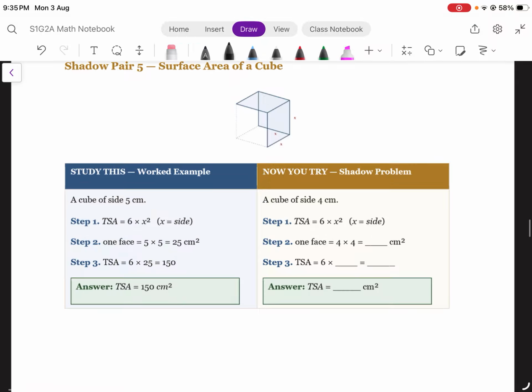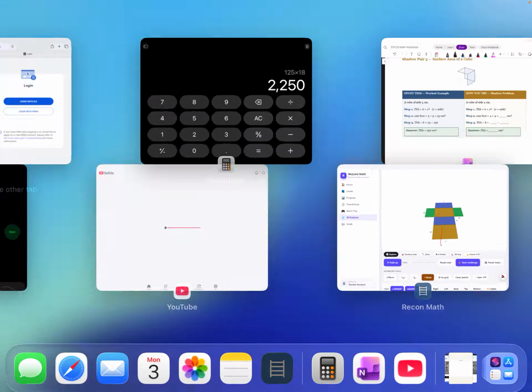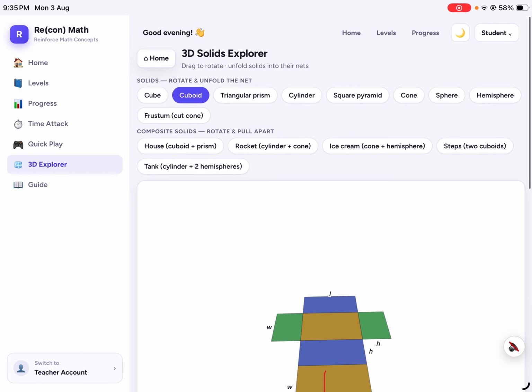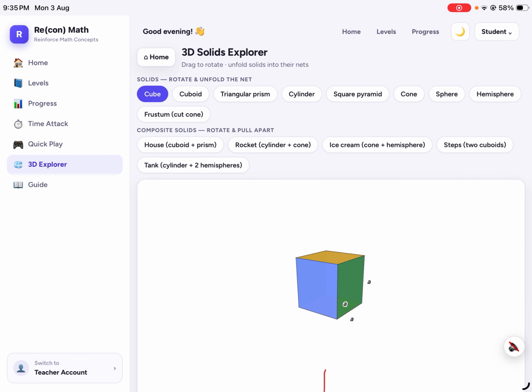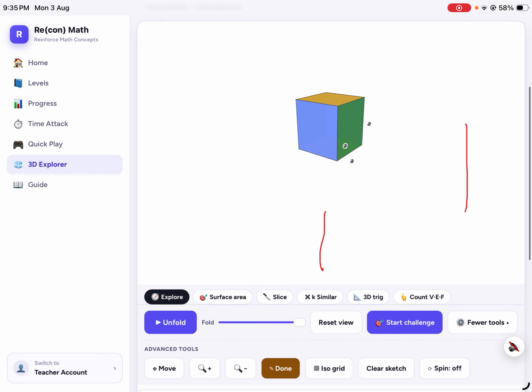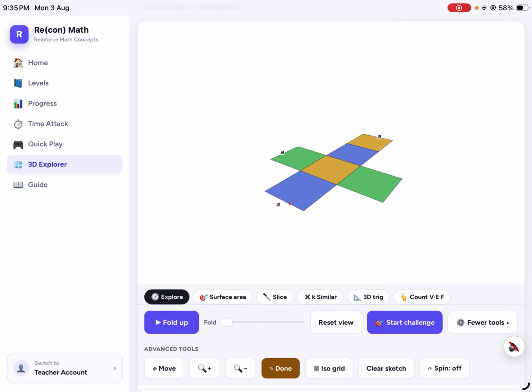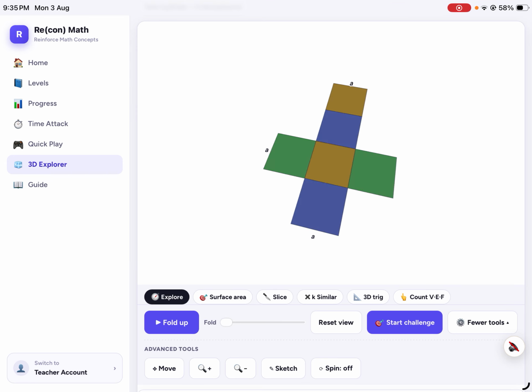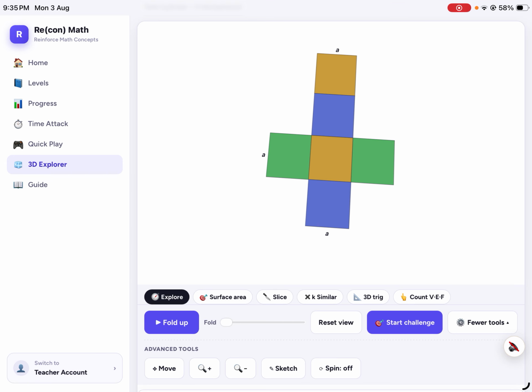Okay, how about surface area of cube then? Okay, so we go back to here. Surface area of cube is roughly the same thing. Okay, so we unfold it now. So you notice that now they have 6 equal squares, right? So your cube will always open up to 6 equal squares.